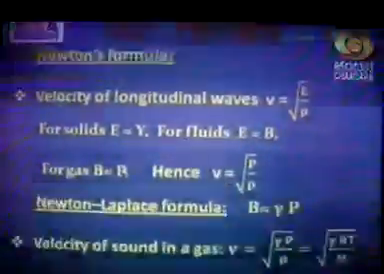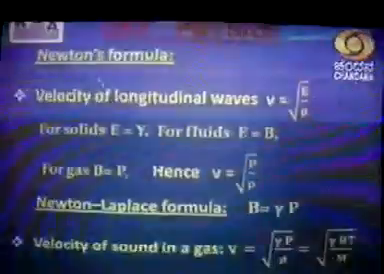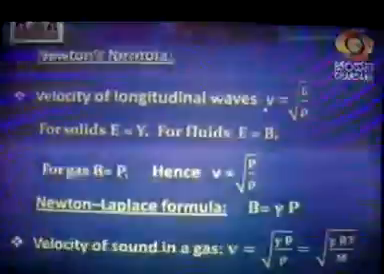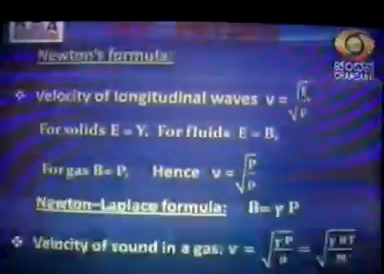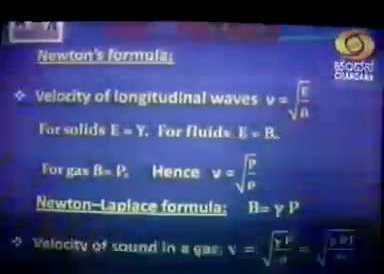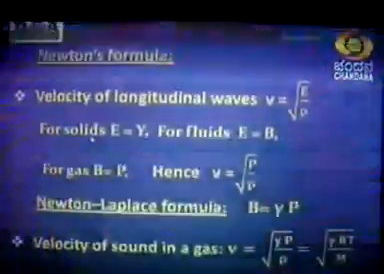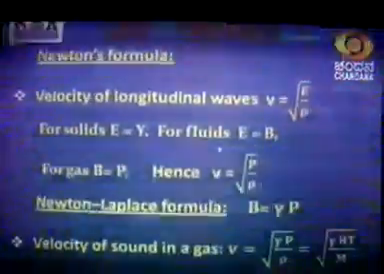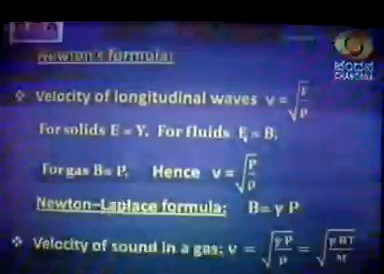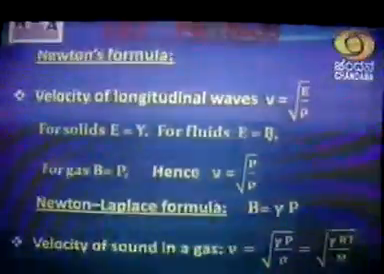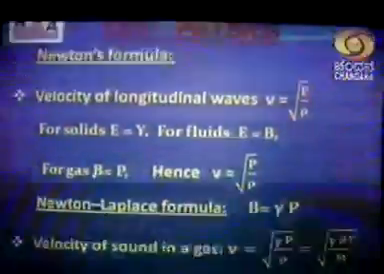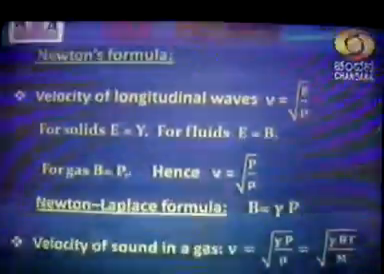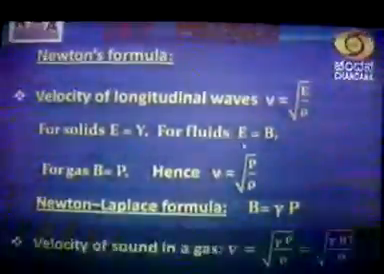Next, coming to the velocity of sound, the first formula is given by Newton. Velocity of sound of a longitudinal wave proposed by Newton: v equal to root of E by rho, where E is known as the modulus of elasticity of the medium and rho is the density of the medium. For solids, the modulus of elasticity is equal to Y, that is Young's modulus, and for fluids the modulus of elasticity E is equal to K, that is the bulk modulus. For gases, the bulk modulus is equal to pressure P. Hence, Newton said that the velocity of sound in a gas v is equal to root of P by rho, where P is the pressure.